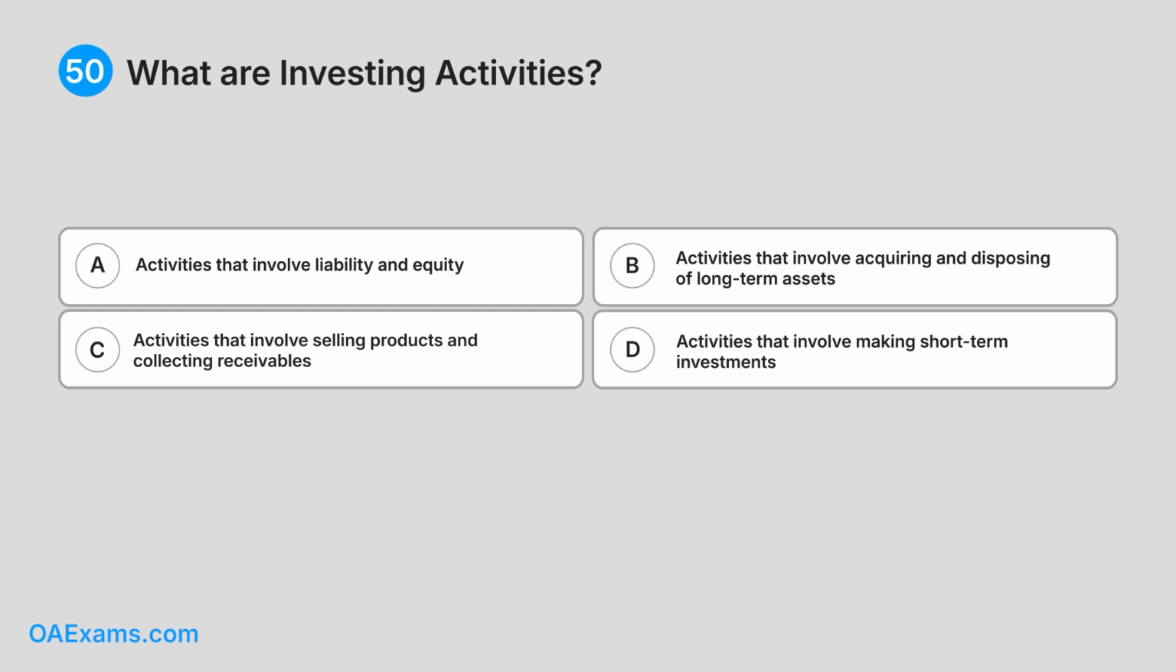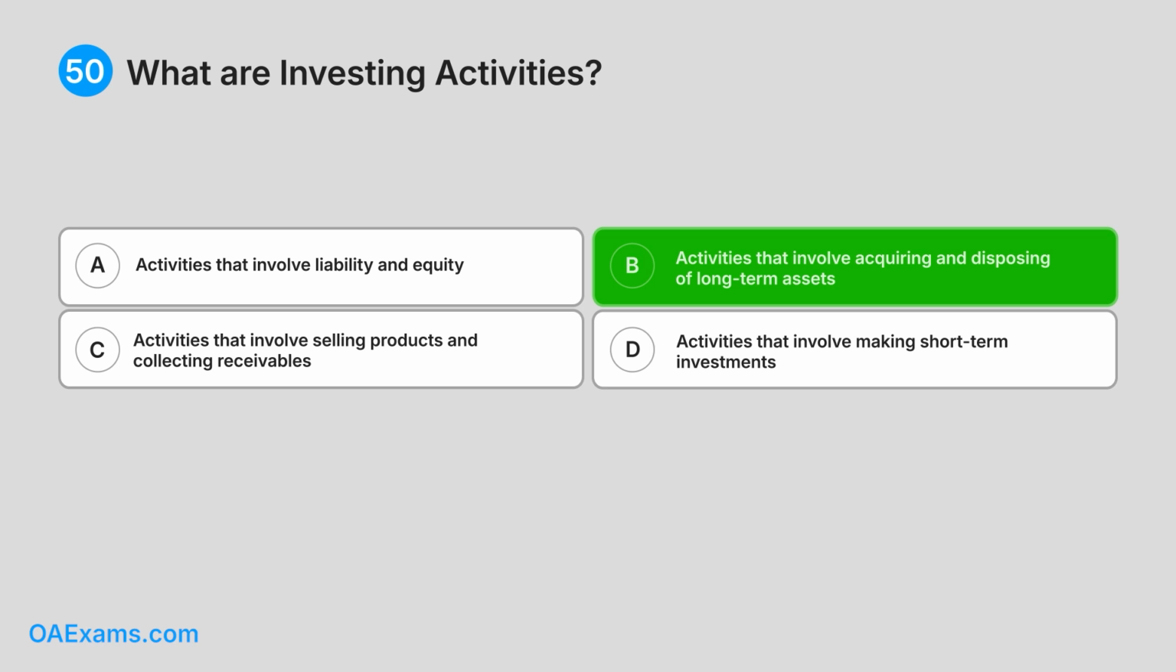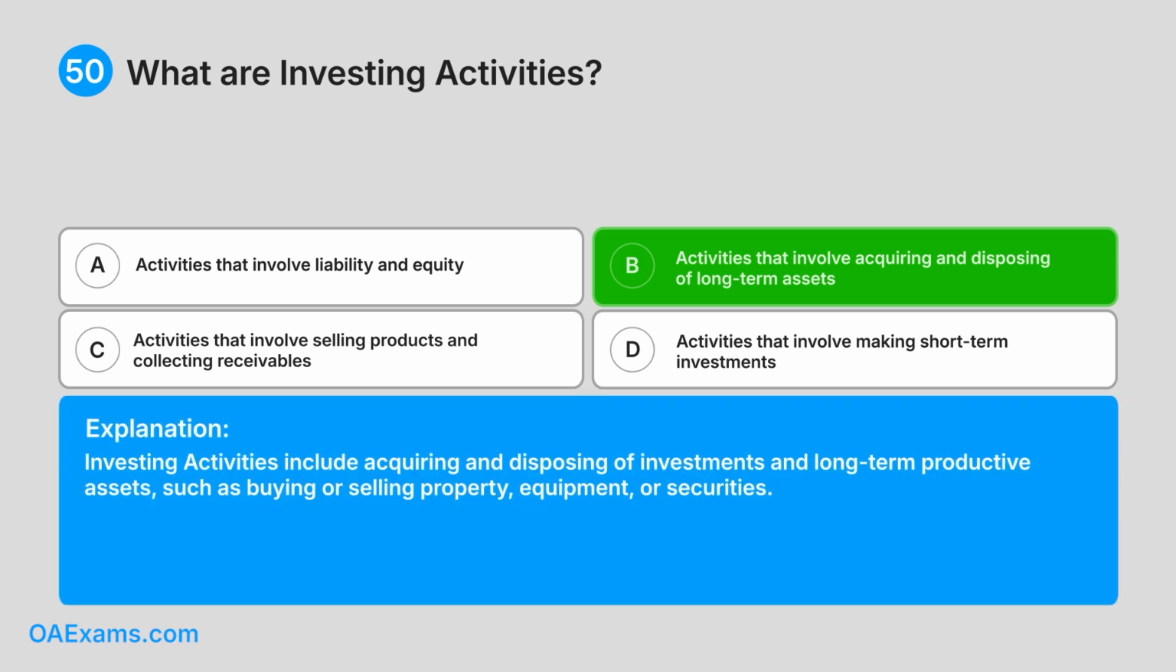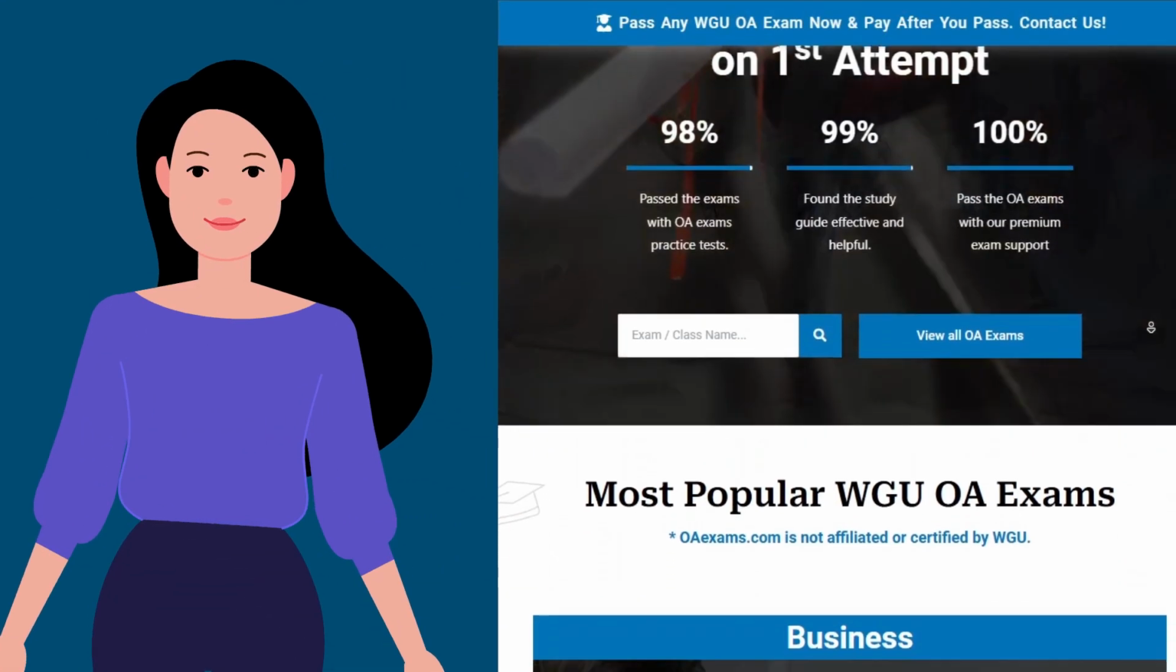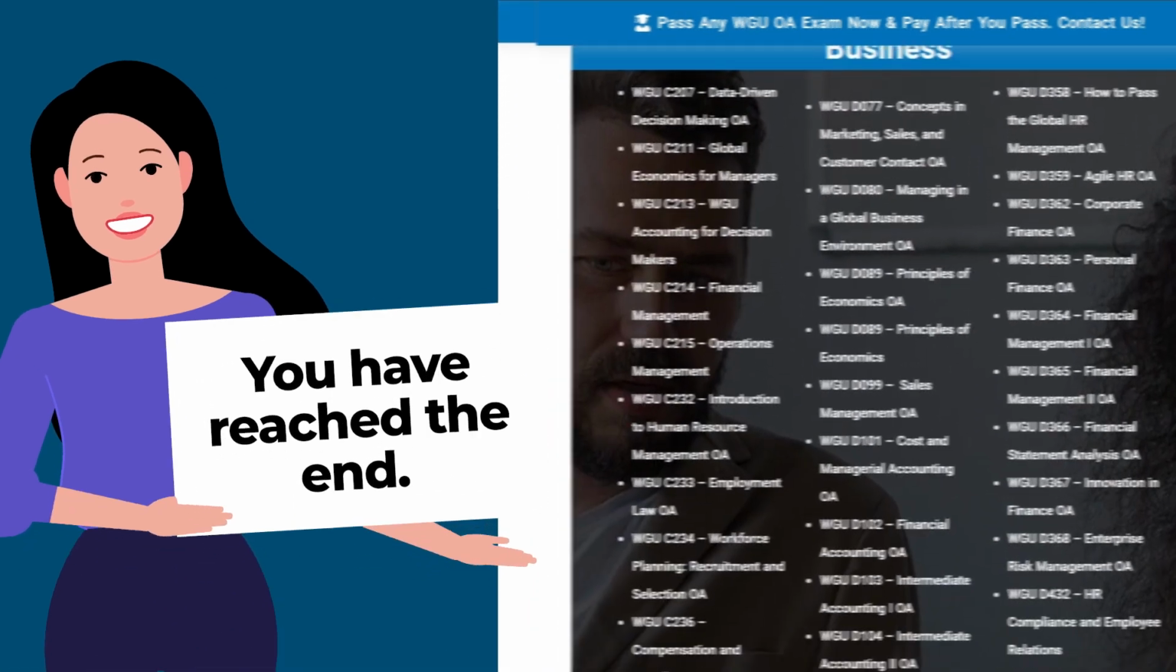Correct answer. B. Activities that involve acquiring and disposing of long-term assets. Explanation: Investing activities include acquiring and disposing of investments and long-term productive assets, such as buying or selling property, equipment, or securities.